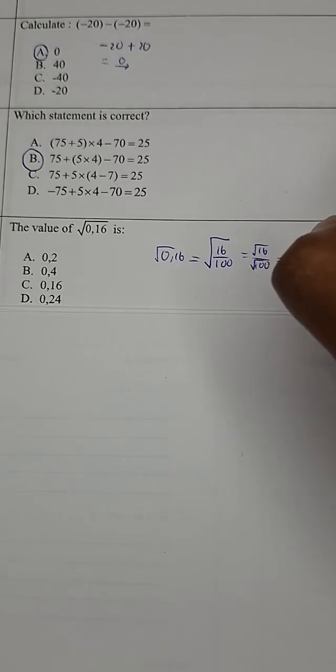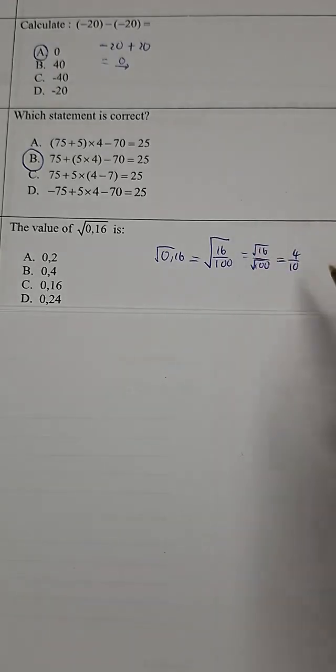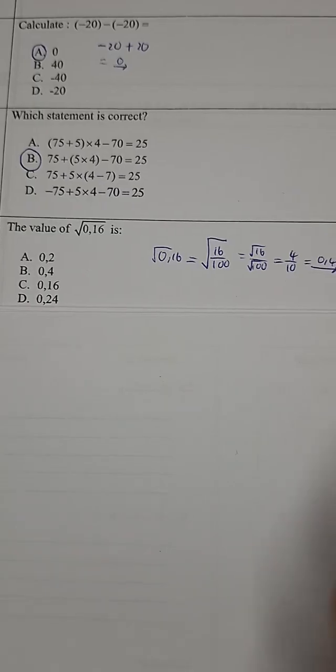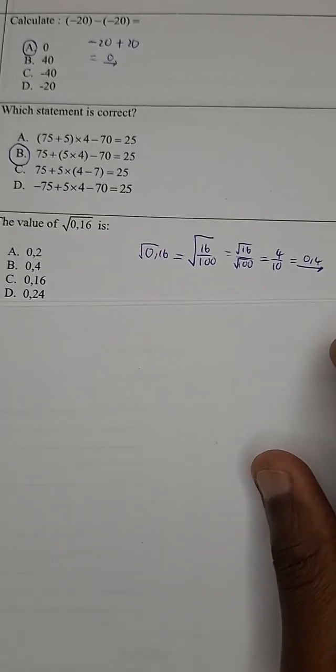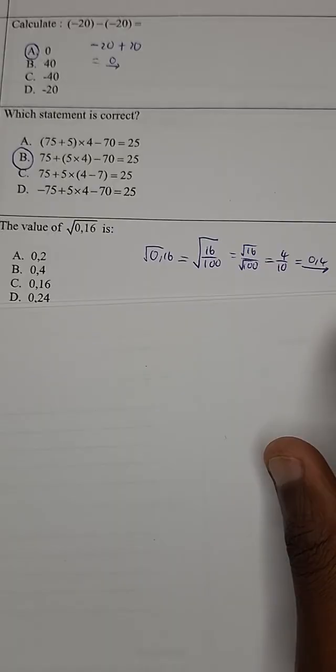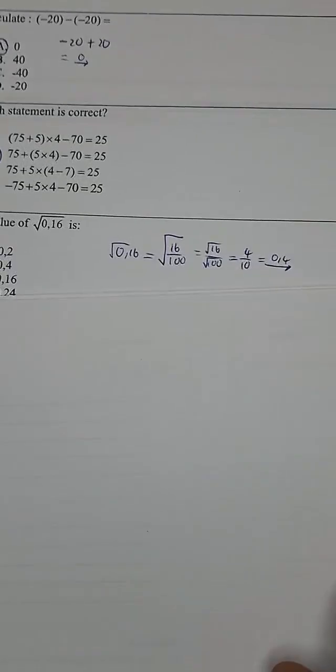Square root of 16 is 4. Square root of 100 is 10. You write that 4 over 10 as a decimal. What do you get? 0.4. So it makes sense that the square root of 0.16 can be written as 0.4. So B is correct. You guys are 100% spot on.